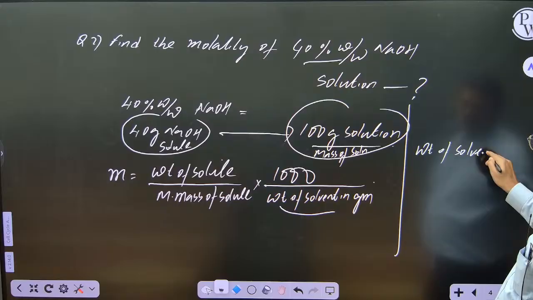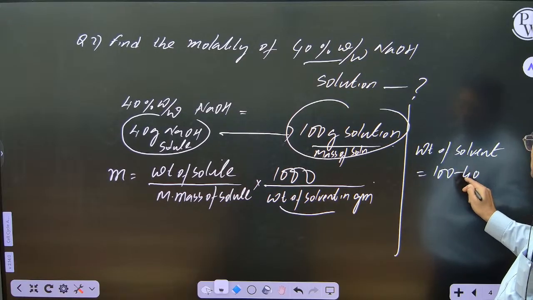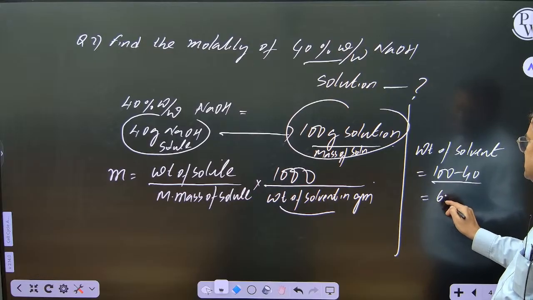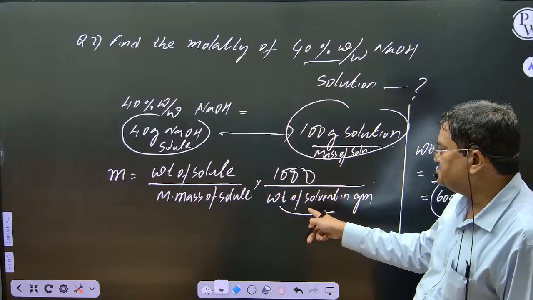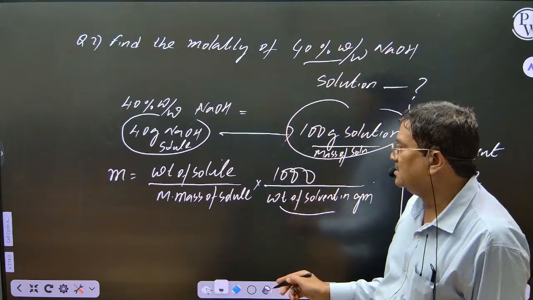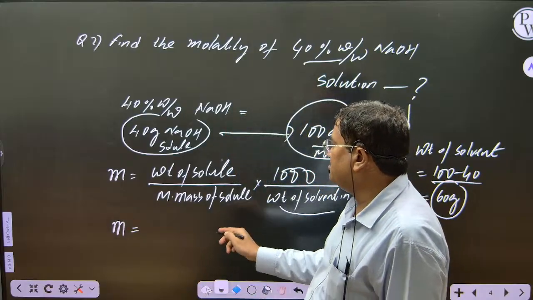So the weight of solvent, what do we do to get it? We subtract 40 from 100. That gives how much? 60 grams. So these 60 grams you have to substitute in place of the weight of solvent. Now find out the molality. The weight of solute is 40.